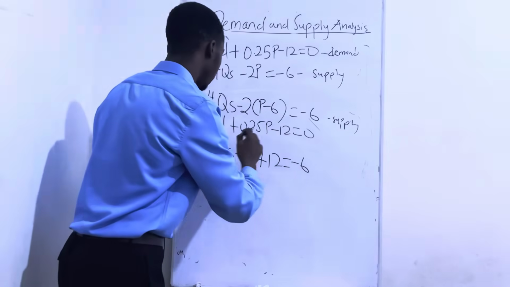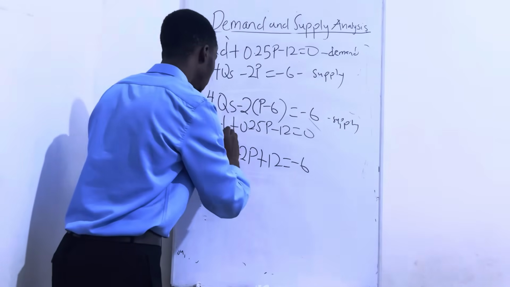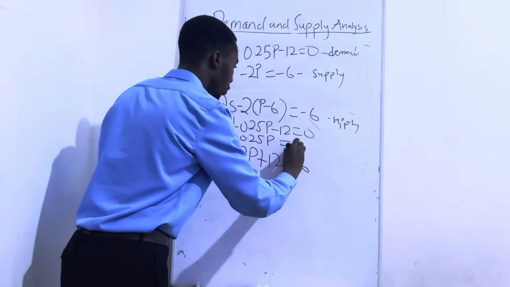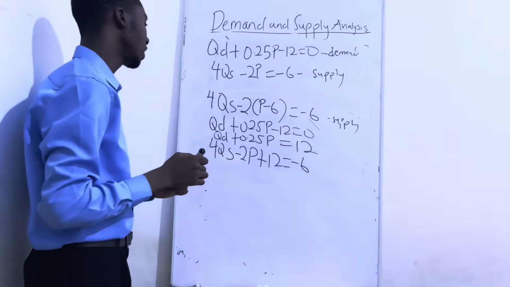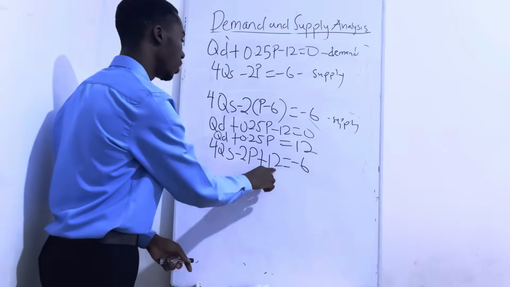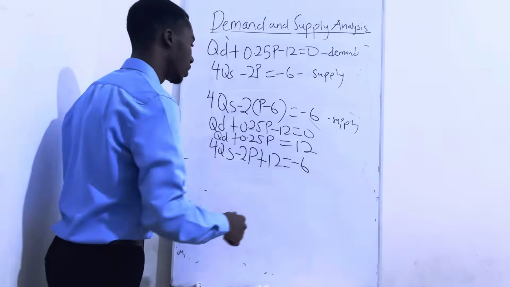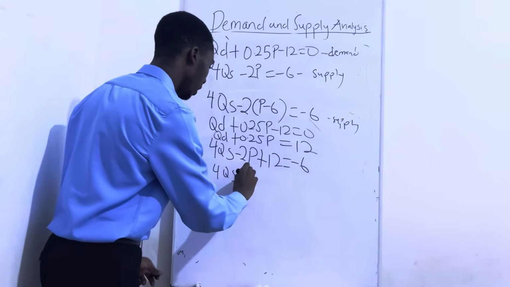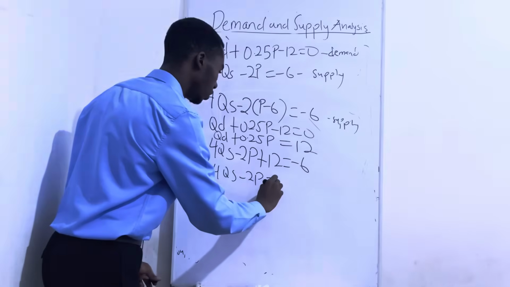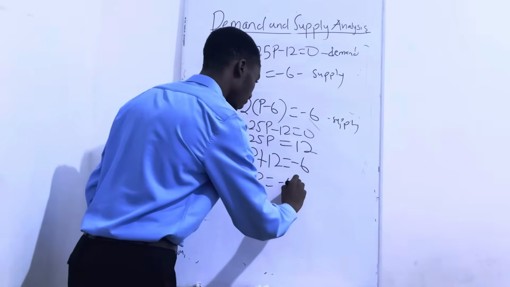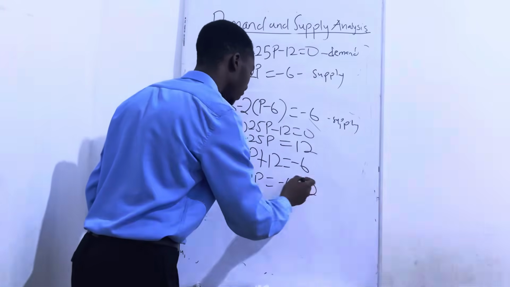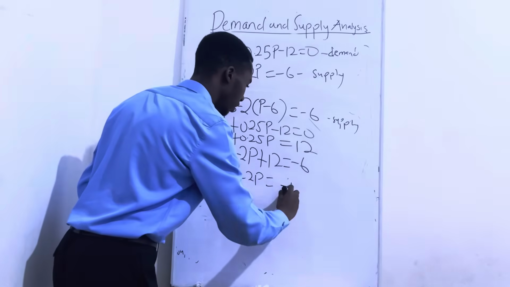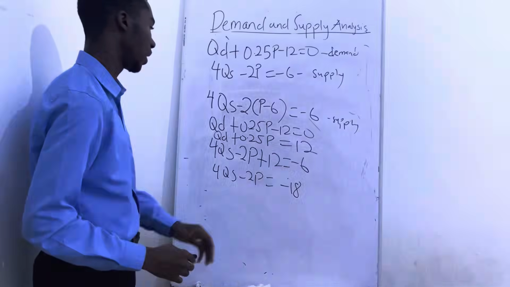So let me just write it below here. QD plus 0.25p is equal to 12. So you can just punch this on the calculator. Okay, we still have 12 here, so you can send this 12 to this side. So we have 4QS minus 2p is equal to negative 6 minus 12. Then we have negative 18. So let me just clean here and write negative 18. So this is our new supply equation.